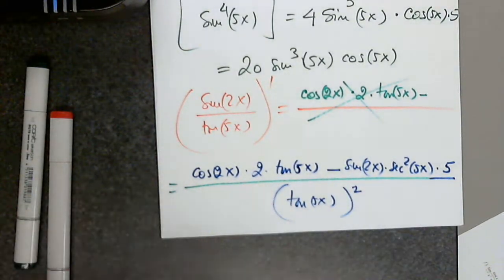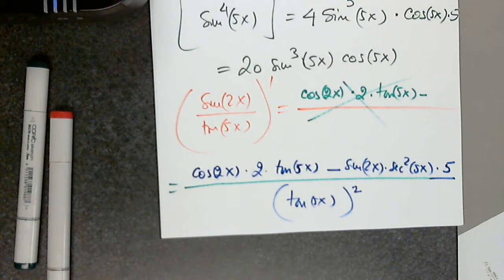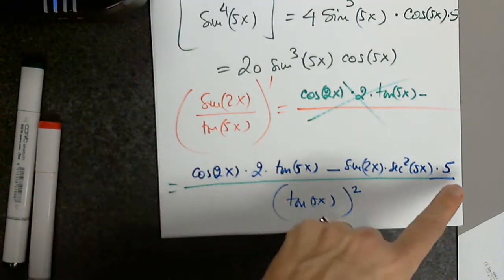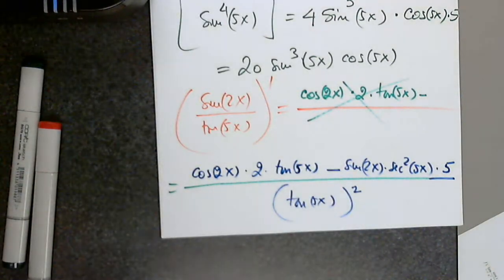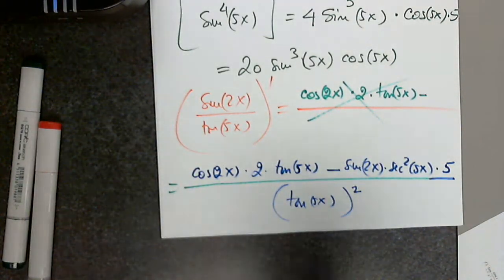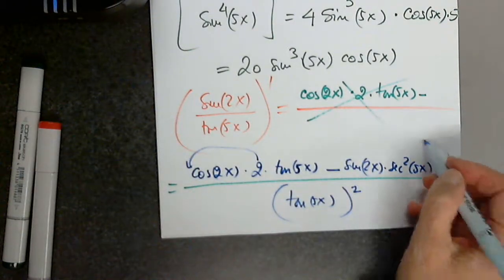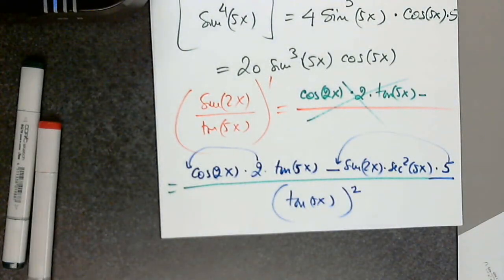Don't try to do anything here. We don't care. The only thing you can do is just put the 2 in front, and I recommend that, and put the 5 in front, but nothing else. Constants go in front, and nothing else.